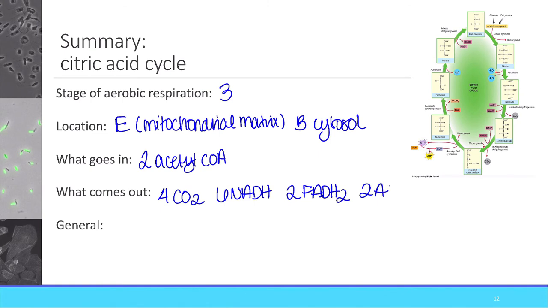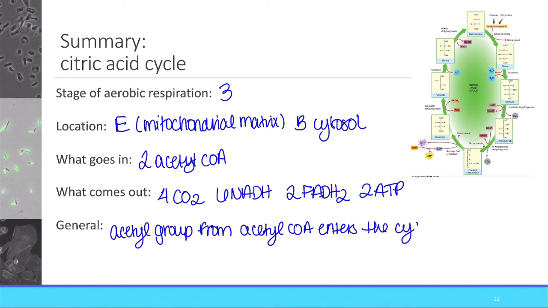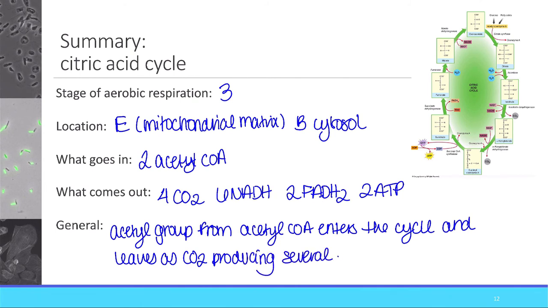What comes out, we have 4 CO2, 6 NADH, 2 FADH2, and 2 ATP. If we were to summarize what happens in the citric acid cycle in one sentence, we can say that the acetyl group from acetyl-CoA enters the cycle and leaves as CO2, producing several energy management molecules. And those are listed above. So that's NADH, FADH2, and ATP.